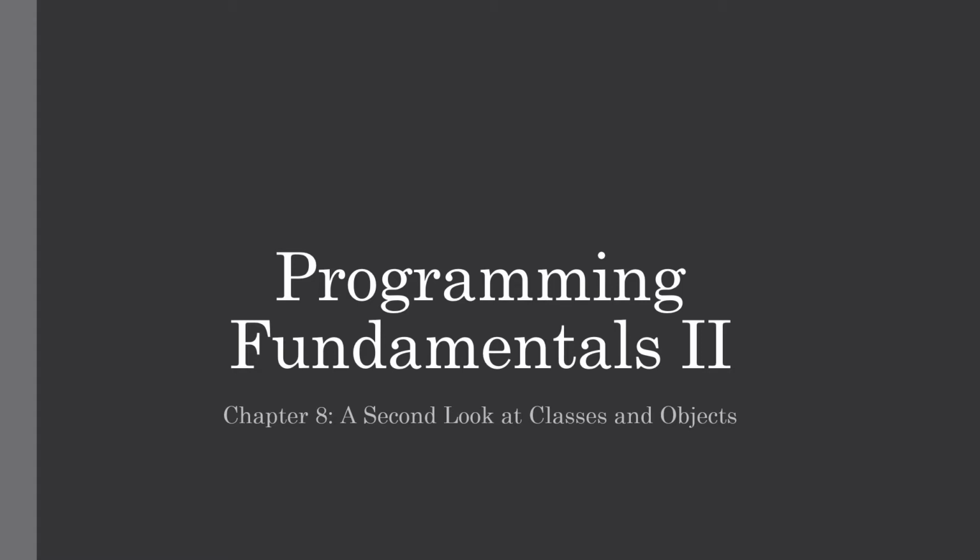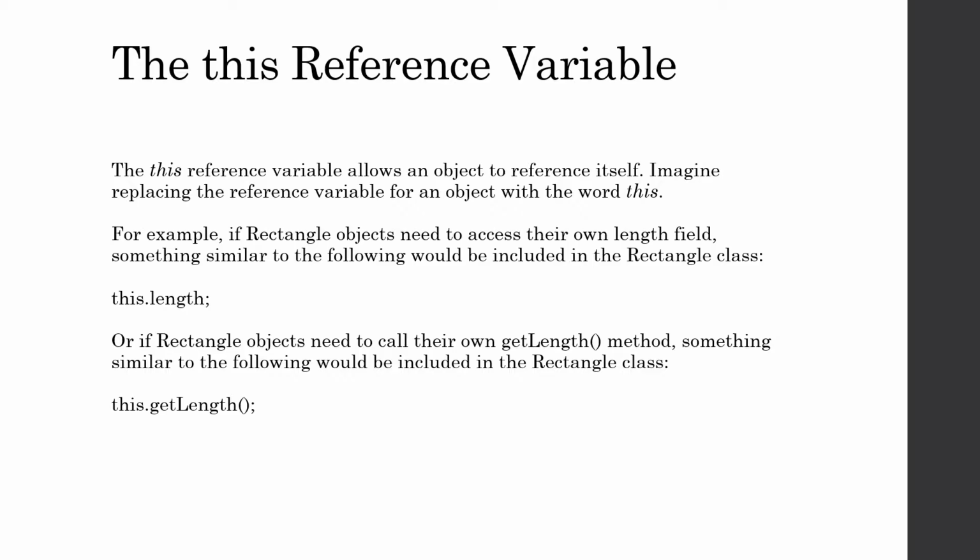To start off with, we're going to take a look at the this keyword or the this reference variable. The this reference variable, so that means that we're going to use the literal word this in our program. This is going to be a variable that allows an object to reference or to refer to itself. Imagine replacing the reference variable for an object with the word this. Like if we were dealing with, say, a rectangle class, we would make a variable just called rect. That rect reference variable, we could replace with the word this to say that the object is referencing itself.